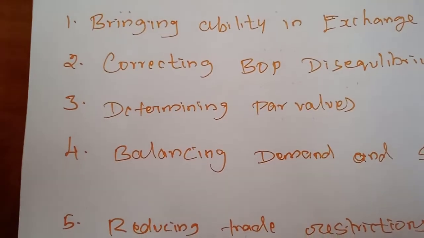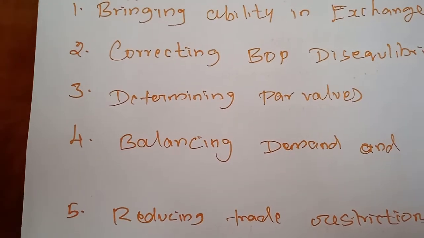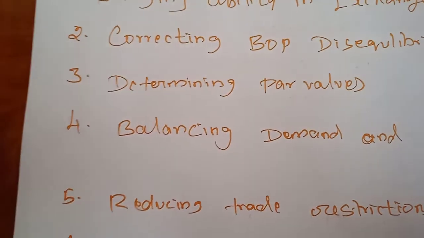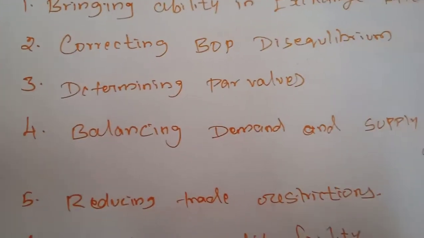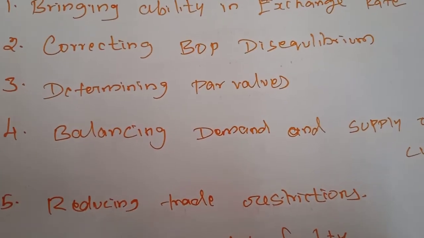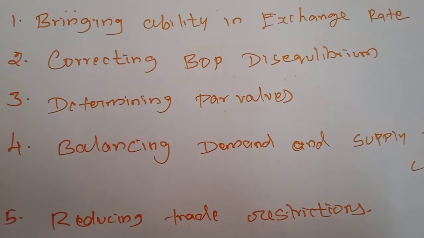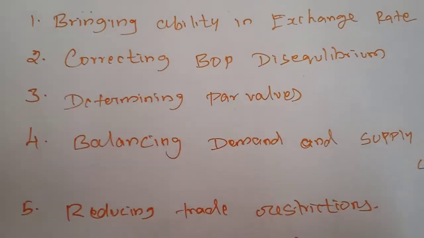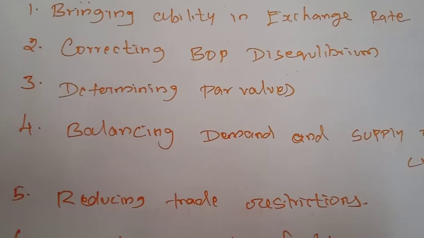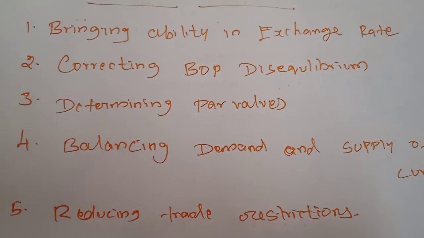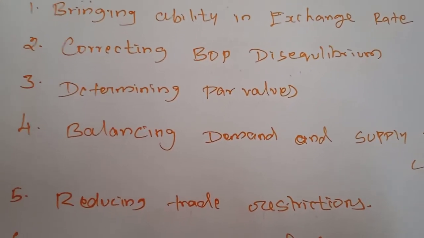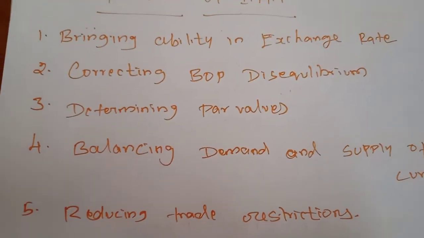So it restricts members from going in for multiple exchange rates and from buying or selling gold at prices other than the declared par value. Every nation has a par value. Par value means the face value. On the basis of the face value, it creates stability in the exchange rate. So whenever nations are going to devalue their currencies, it will be stopped by the International Monetary Fund.